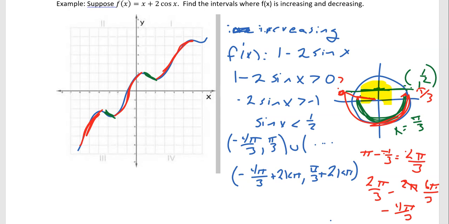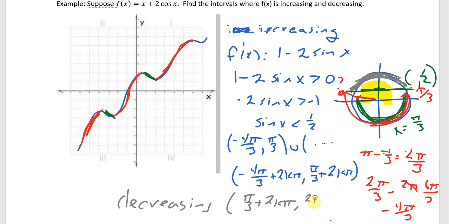Now, where is this thing decreasing? Well, we can see easily enough if we just switch that inequality, it's going to be decreasing on the top part of it. So it's between pi over 3 up here and 2 pi over 3. So if I want to switch that and say, okay, well, it's decreasing on, we'll start at pi over 3, and then again we can go full circle.